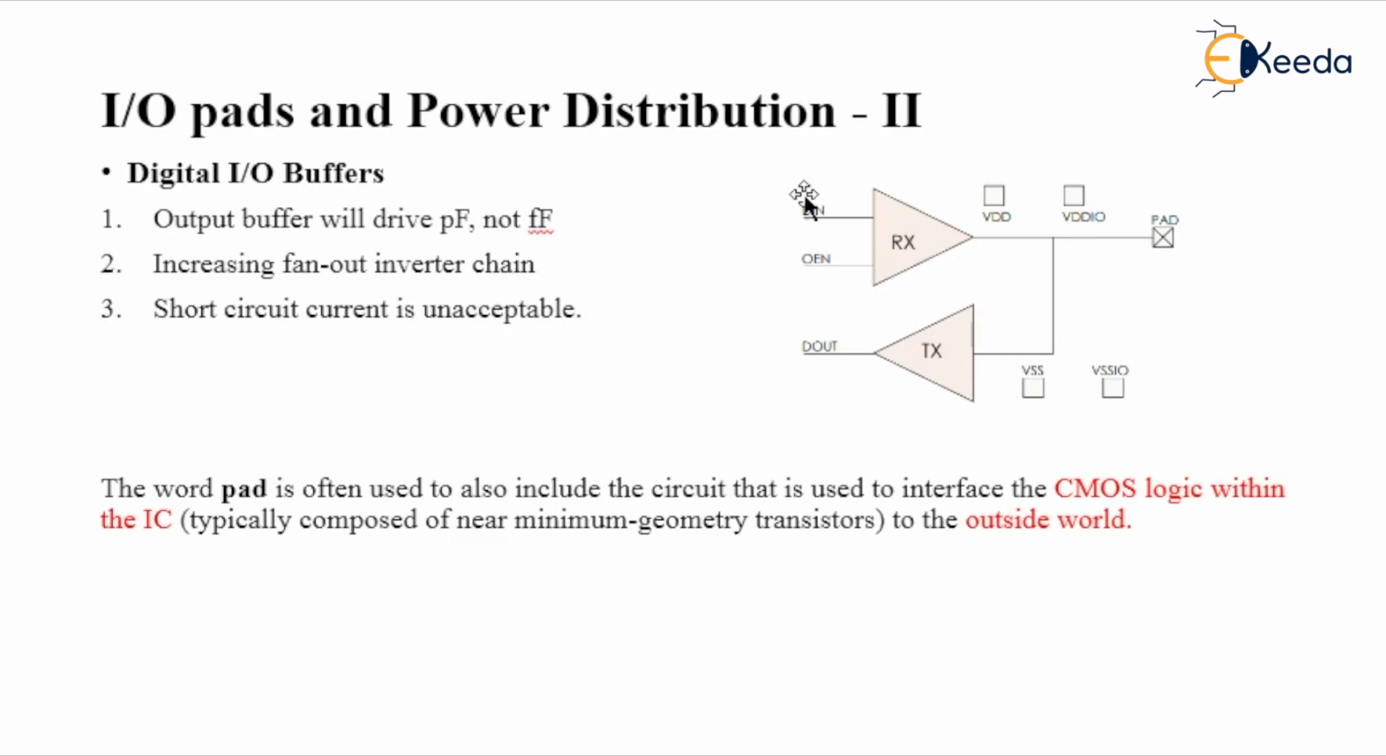If you see, this is a representation of the digital input/output buffer, where it receives the data with the help of the pin. Next, the pad is the interface between CMOS logic and the outside world. VDD, VDD-IO, VSS and VSS-IO are the biasing inputs. D out is the transmitting end pin.